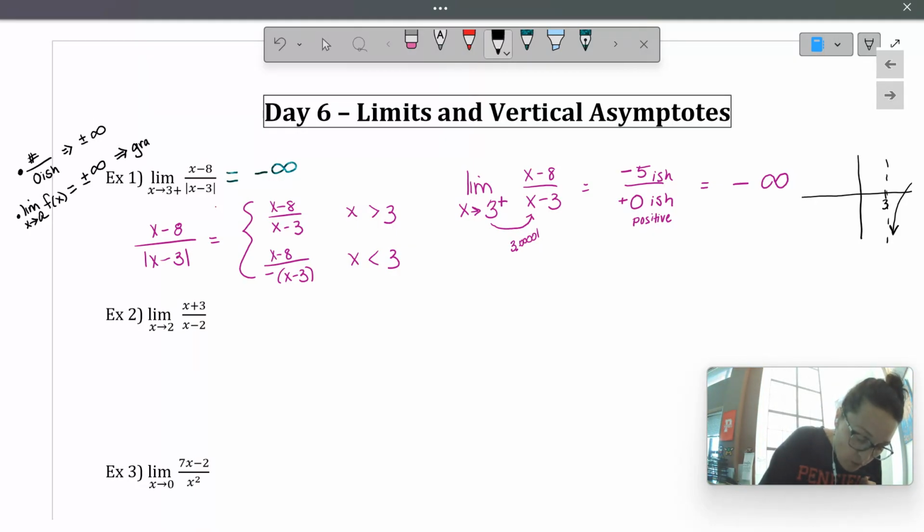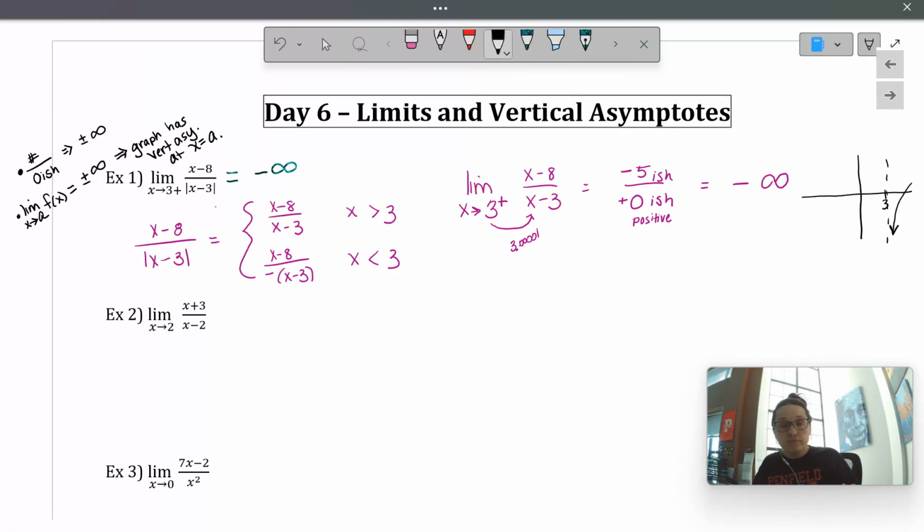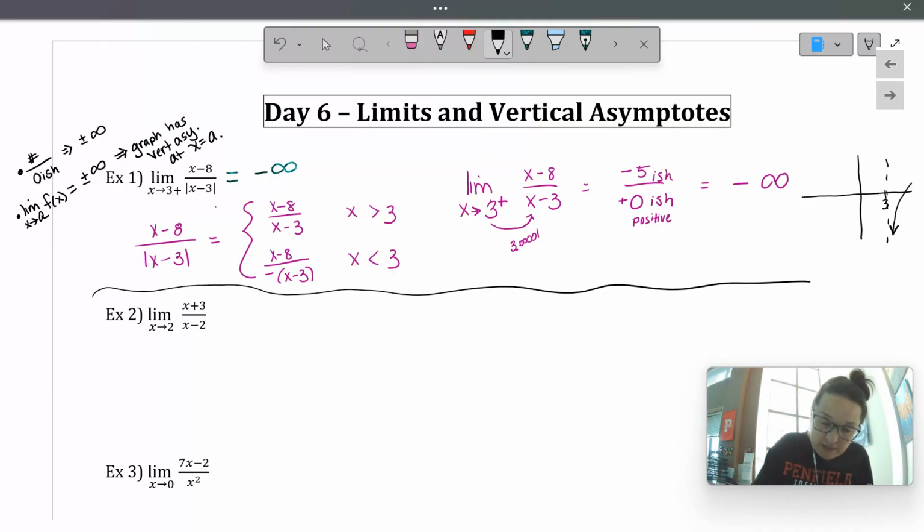that means that the graph has a vertical asymptote at x equals a. So dividing by 0-ish gets you to go to infinity. And if as x approaches a, you go to infinity, then x equals a is a vertical asymptote. Okay? Okay, so there's all my explaining. Now let's get to doing.